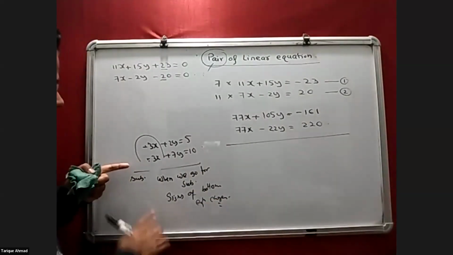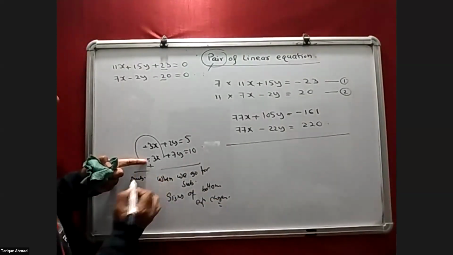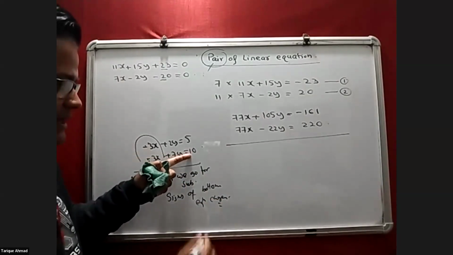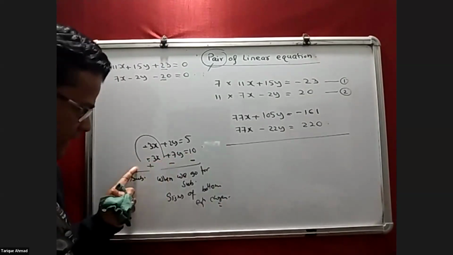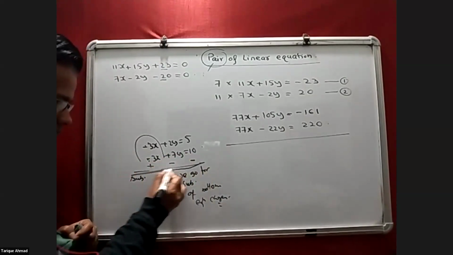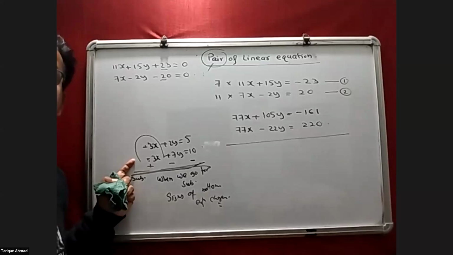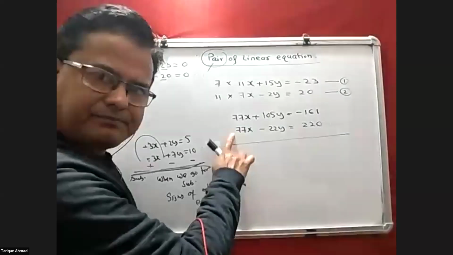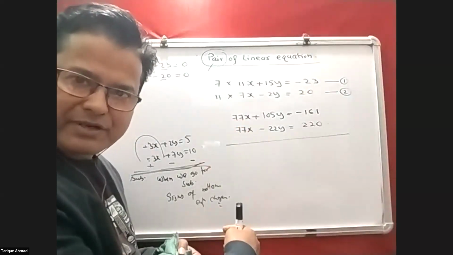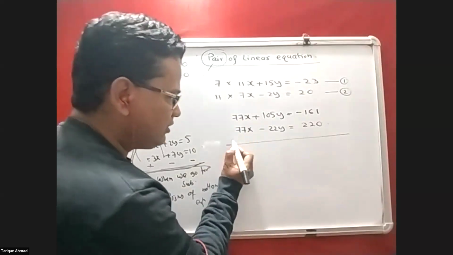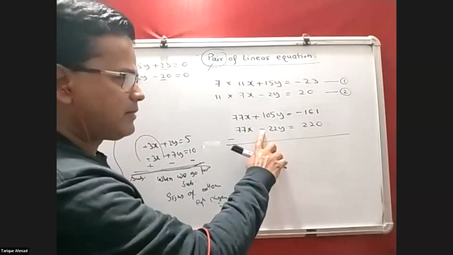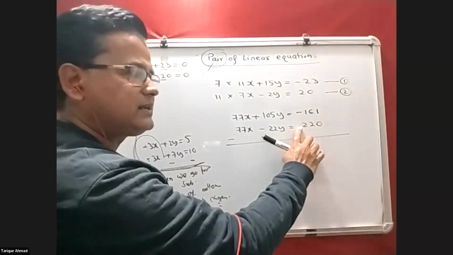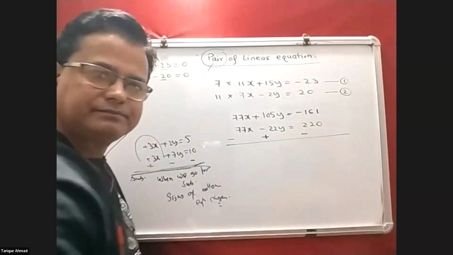This is the rule. So here minus 3, so it will be plus 3. Plus 7, so it will become minus 7. Plus 10, so it will become minus 10. And we have to show it above this line in our notebook. Now plus 77 will be minus 77, minus 22 will be plus 22, and plus 220 will be minus 220.